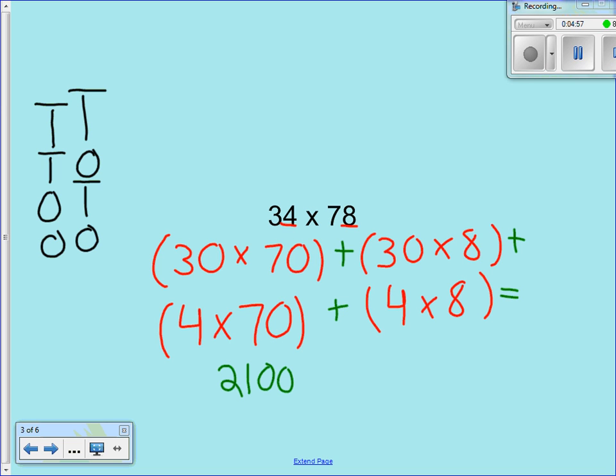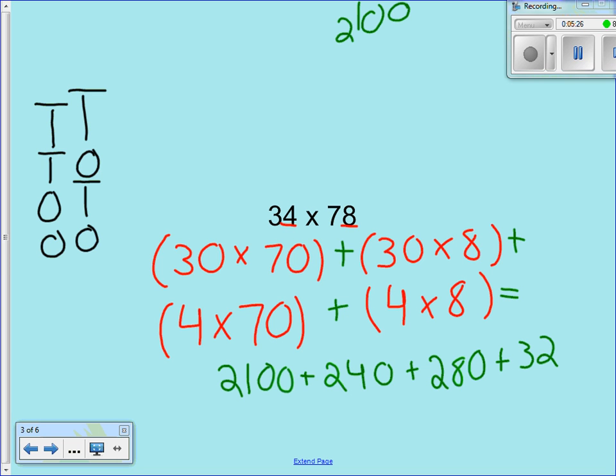plus 30 times 8 would be 240. 4 times 70 would be 280. And lastly, 4 times 8 would be 32. Let me rewrite these in a column up at the top of the screen. And 32.